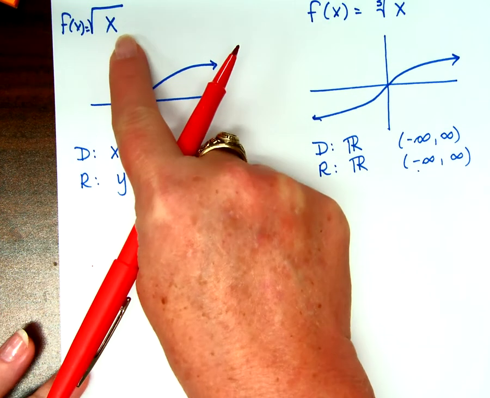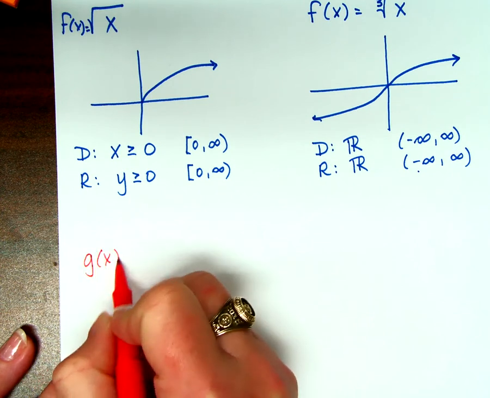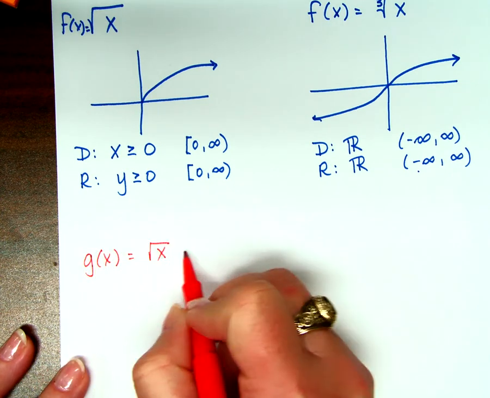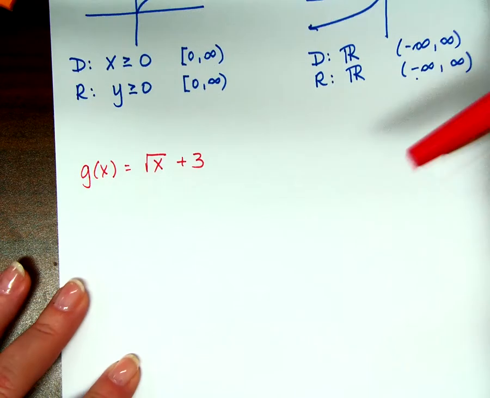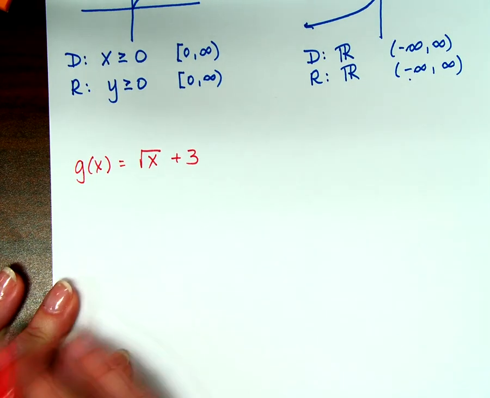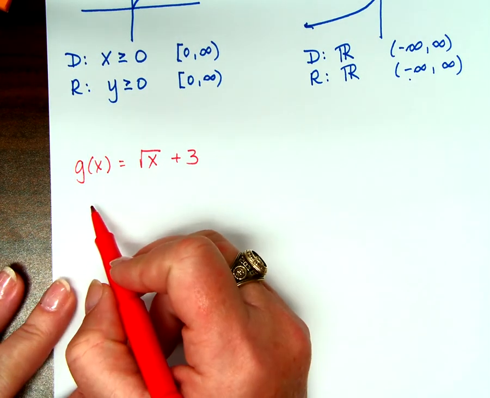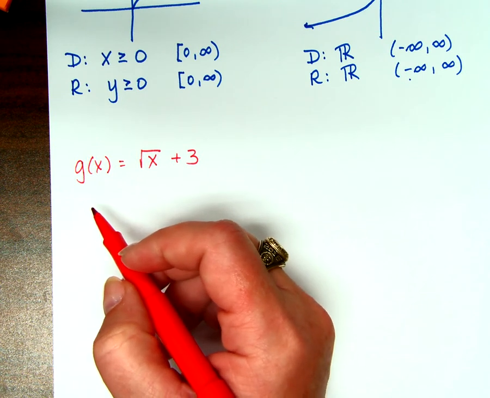Okay, so let's start with this. We're going to go with our parent being the square root. Okay? So tell me how this changes compared to its parent. So you're saying the right words. Can you use the correct math words?